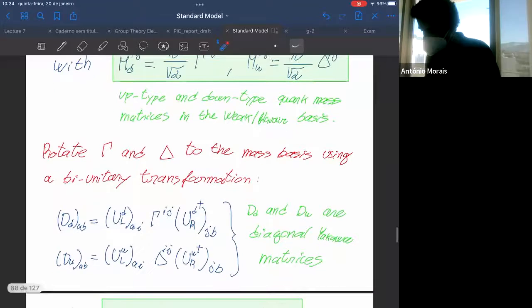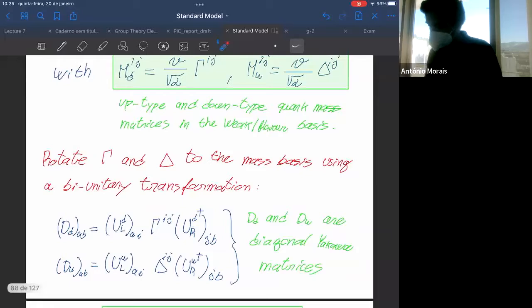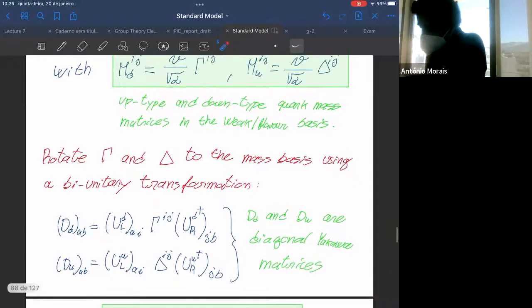But here in the experiments, we have one mixing associated, you can think of it this way, to the left-handed part, and another unitary mixing associated to the right-handed part. So we can denote the new Yukawa matrices in the mass basis as D. D stands for diagonal: DD, diagonal in the down sector, and DU, diagonal in the up sector. And a, b, as I said, are mass basis indices. And this is how you rotate.